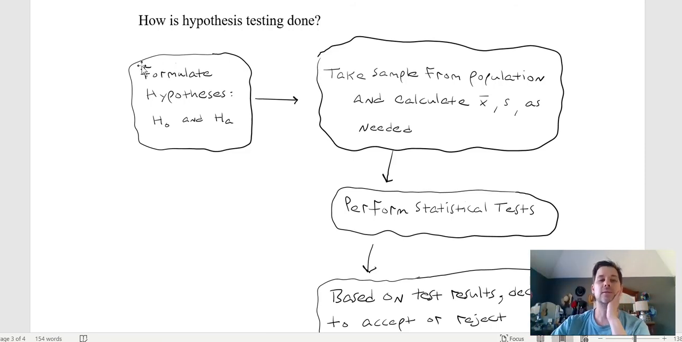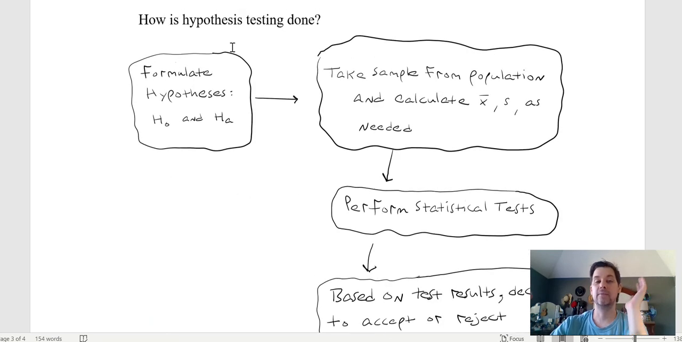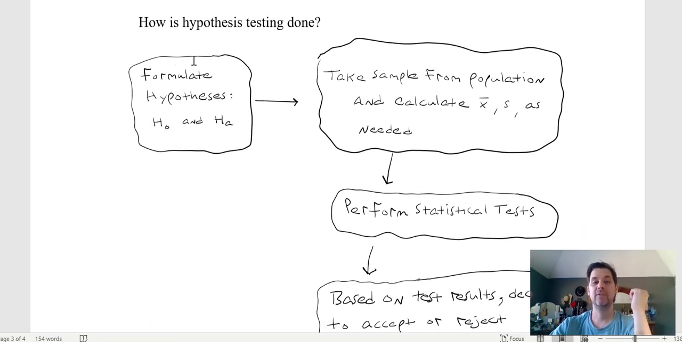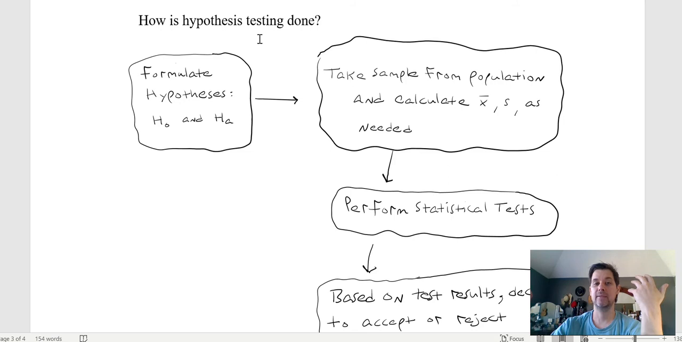Anyway, what's the big picture of how hypothesis testing is done? I have a flow chart right here. Now, I'm not getting into much math at all in this video. I really want this to be about the ideas first. So first we formulate the hypotheses. Are we saying the average weight is 7.2 pounds or not?